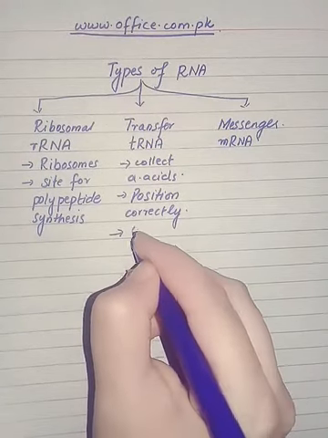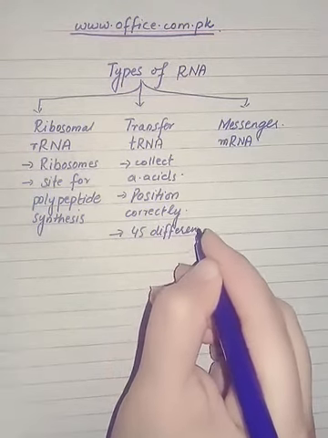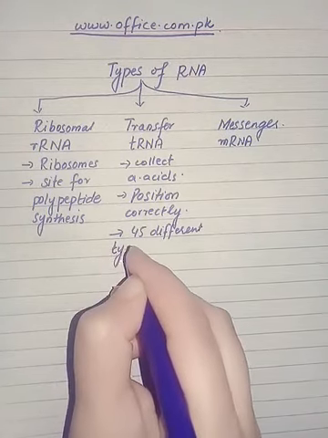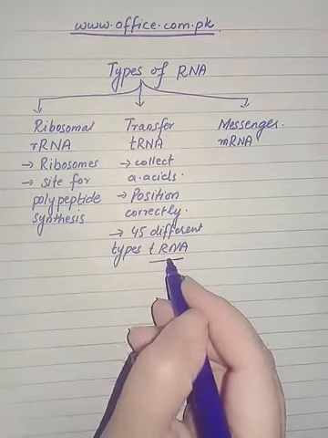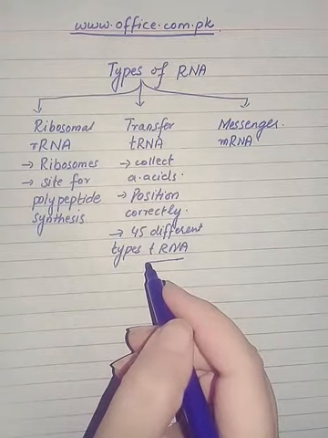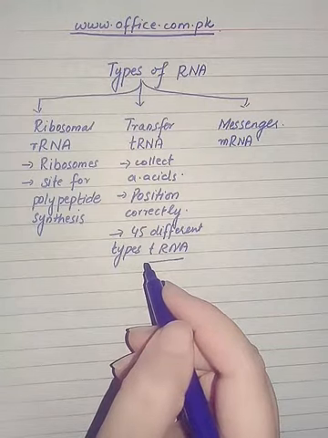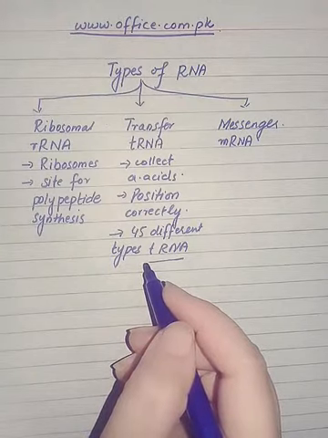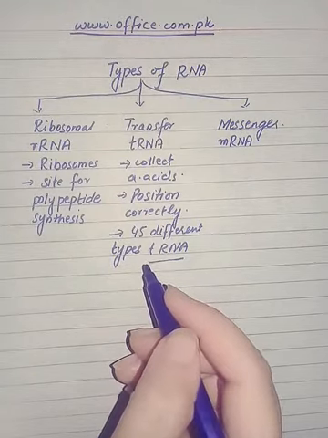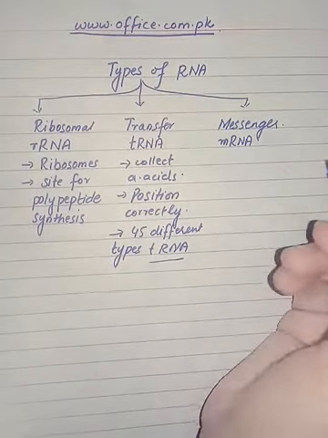Let me tell you that there are about 45 different types of transfer RNA. So transfer RNA carry the amino acids from the cytoplasm to the growing polypeptide chain, and then position the particular amino acid according to the instructions in the correct way, so that there is no defect in the newly synthesized protein. Now let us talk about the messenger RNA or mRNA.